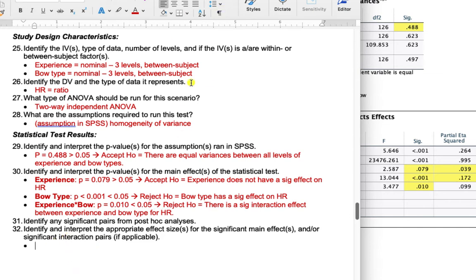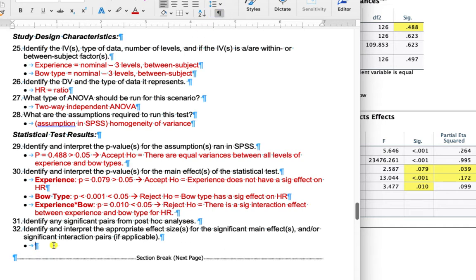Let me move. I have a section break. I want to move this downward so it's out of the way.